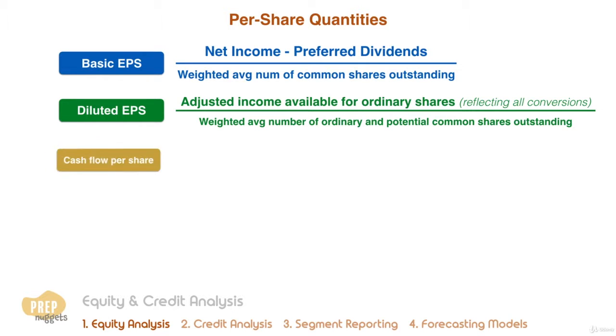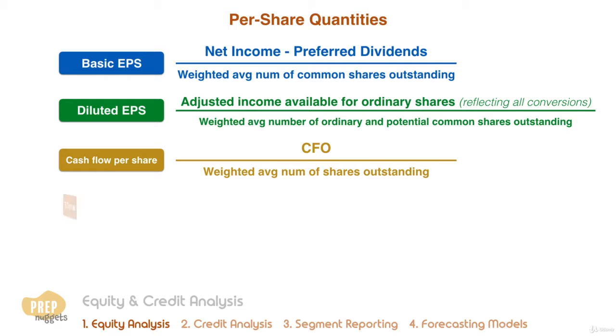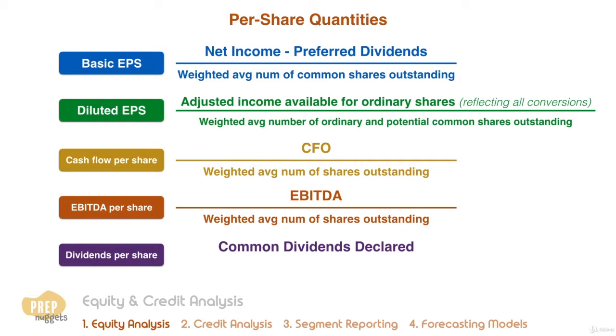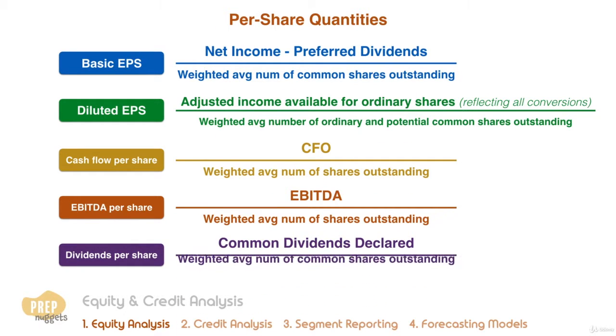Other per-share measures include cash flow per share, EBITDA per share, and dividends per share. Note that if there are changes to the number of outstanding shares during the period, the weighted average number of shares should be used. Do refer back to the lessons on earnings per share on how to calculate basic and diluted EPS and weighted average number of shares.